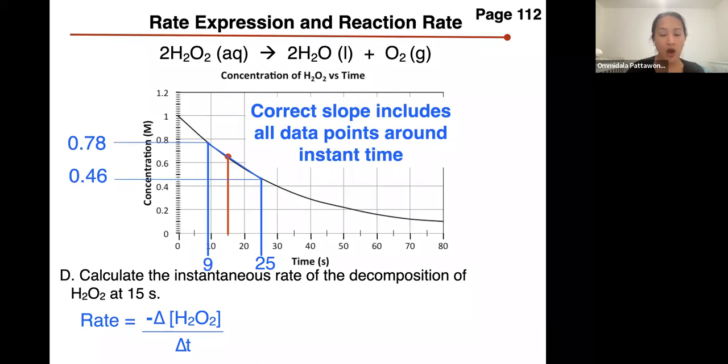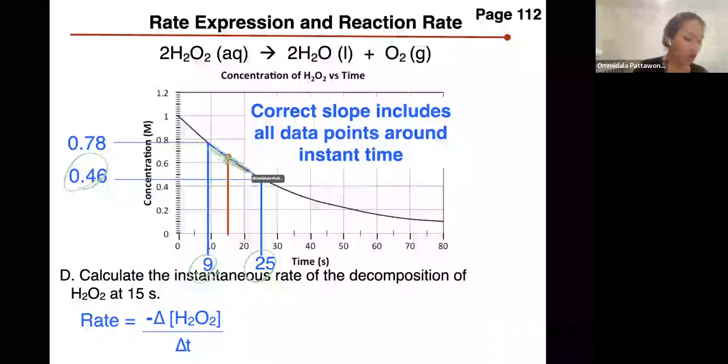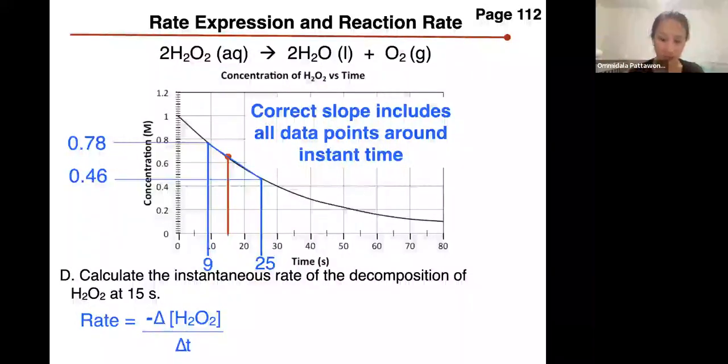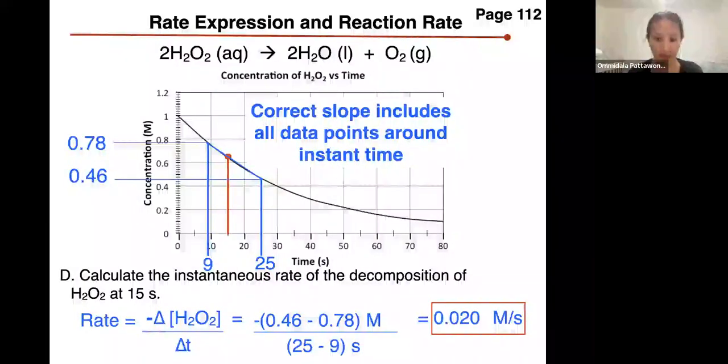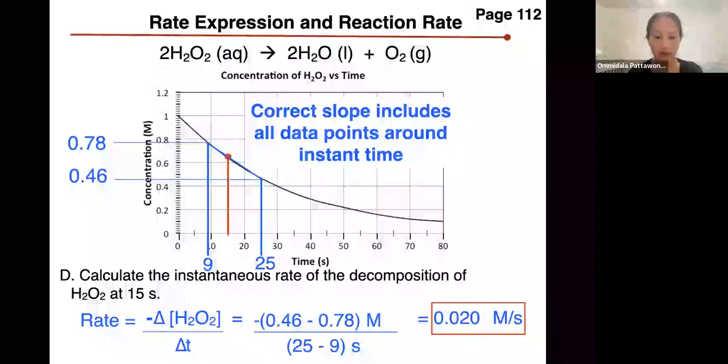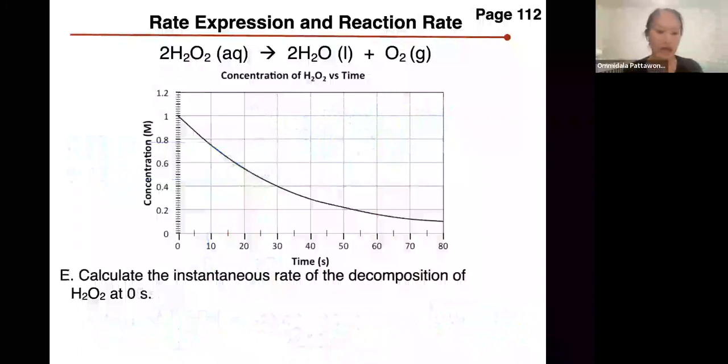Now again, because we know the time range that includes this point, that means this point resides within this slope. So in this case, if you know the slope, you should be able to find the value for that specific point. If you use those values, you are going to get 0.02 molar per second. So 0.02 molar per second is the instantaneous rate at this point. Now let's calculate for E.